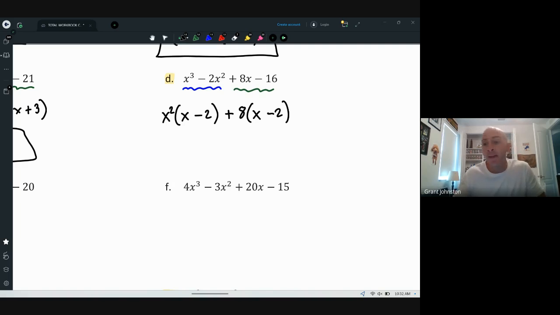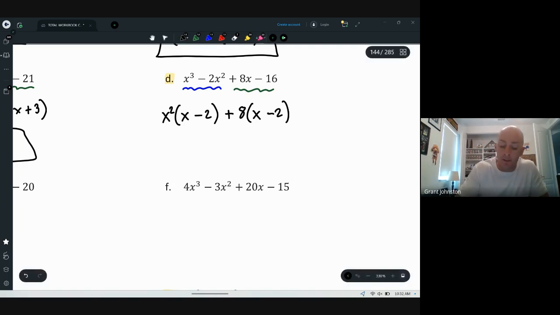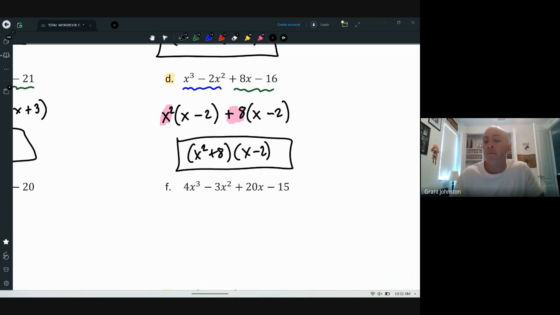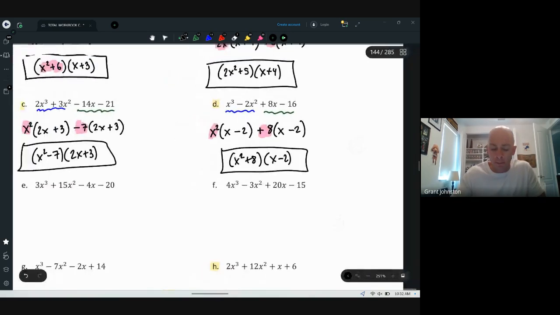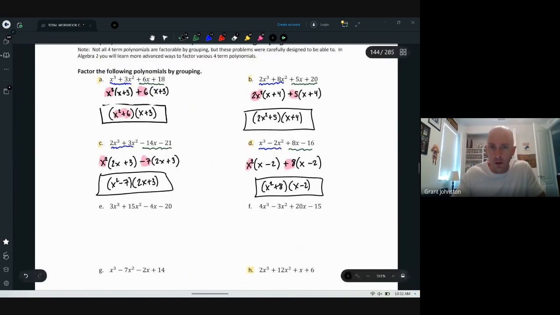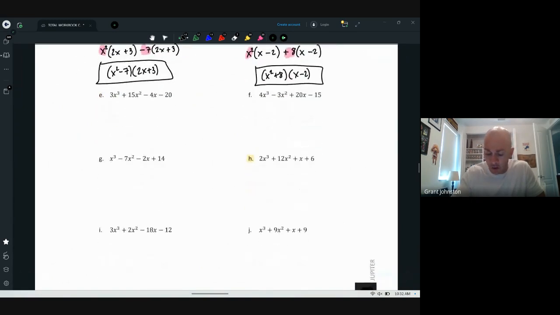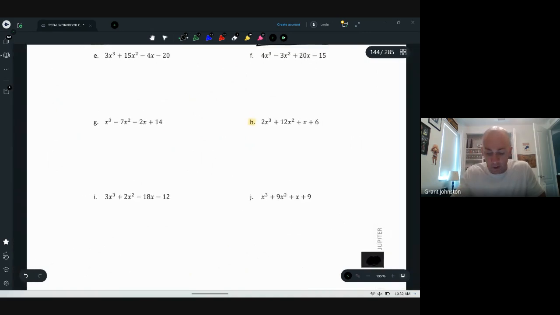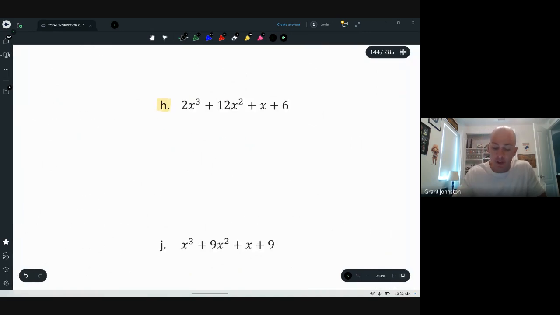And again, I have an x minus 2, another x minus 2. That kind of tells me I'm doing this right. Those can group: x squared plus 8 times x minus 2. So hopefully those 4 examples are good enough for you to try some of the other ones. I'm going to show H, though, because H and J are a little tricky. Just let me show you that one really fast.